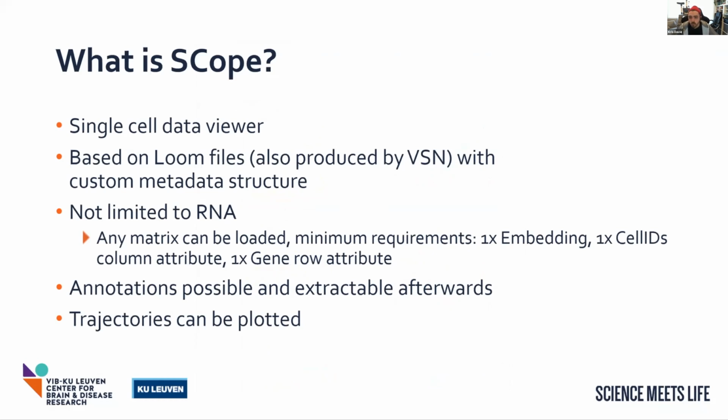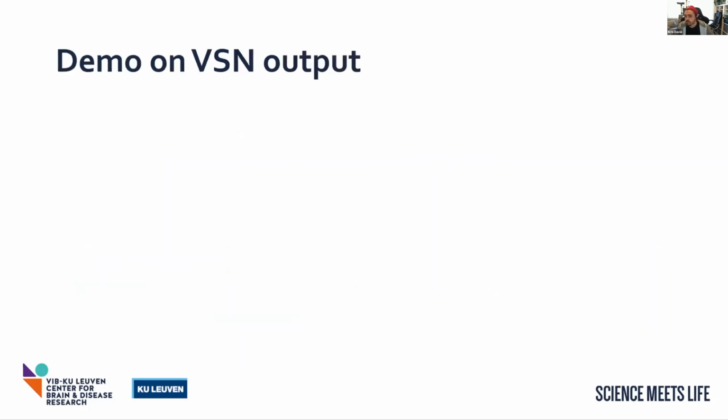So all you require is one embedding, a t-SNE, UMAP, PCA. It doesn't have to be computed. It could be coordinates. It can be anything. One cell ID column attribute, so we can uniquely identify cells, and one gene row attribute. And this doesn't have to be genes. It could be regions. It could be anything you want. It could be proteins for proteomics, etc. You can add annotations to clusters, and you can extract them afterwards. You can plot trajectories and things like this. So I've noted here demo on VSN output.